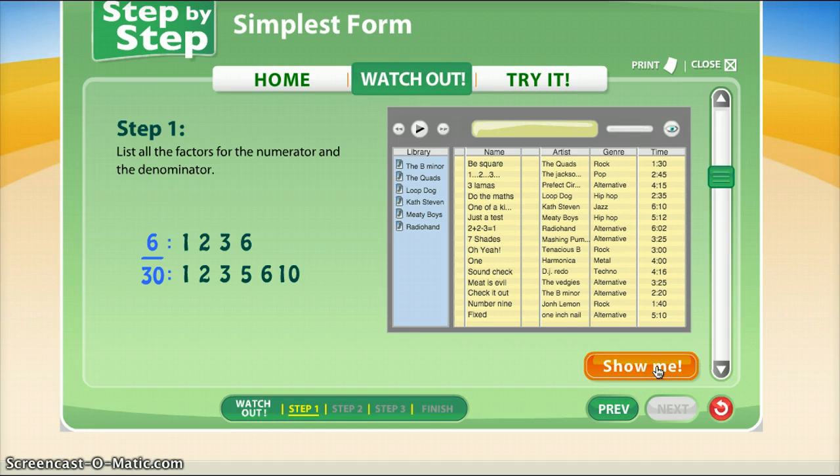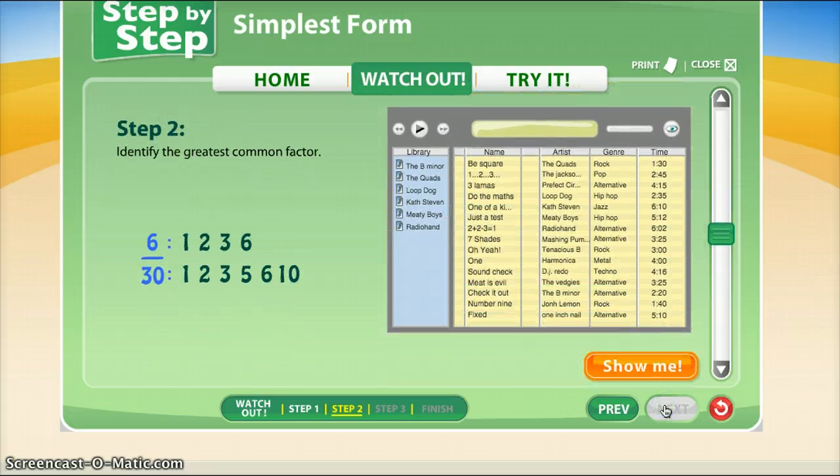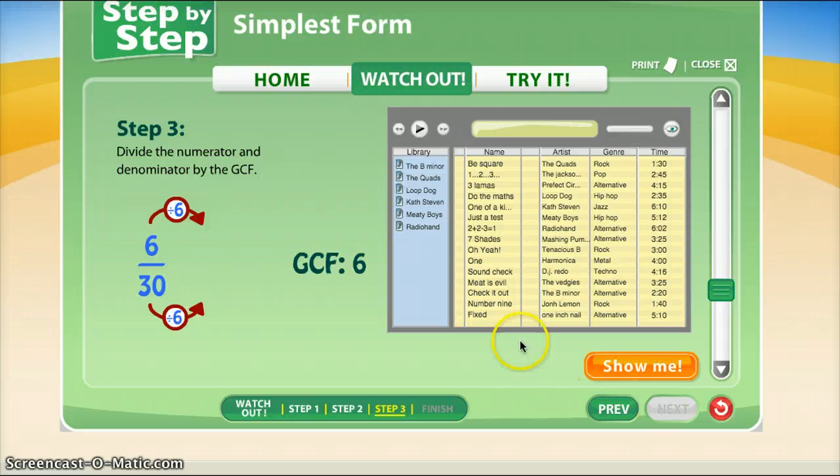The factors of 6 are 1, 2, 3, and 6. The factors of 30 are 1, 2, 3, 5, 6, and 10. Then, identify the greatest common factor. The greatest common factor is 6. Now, divide the numerator and denominator by the GCF.